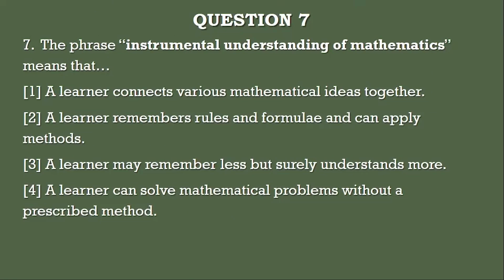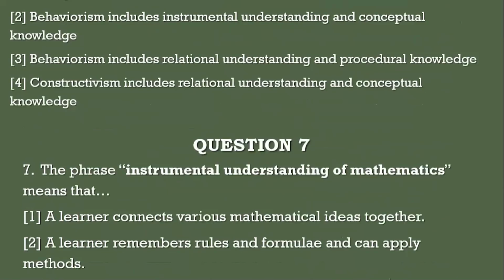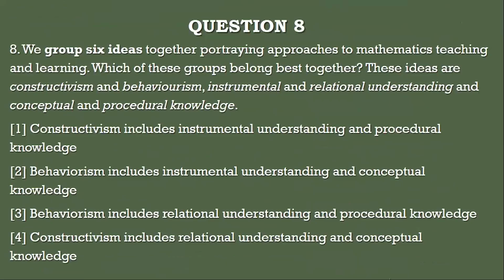Question 7 handles the same type of thing. The phrase instrumental understanding of mathematics means that a learner connects various mathematical ideas together. A learner remembers rules and formulae and can apply methods. A learner may remember less, but surely understands more. A learner can solve mathematical problems without a prescribed method. And question 8 says, we group 6 ideas together.